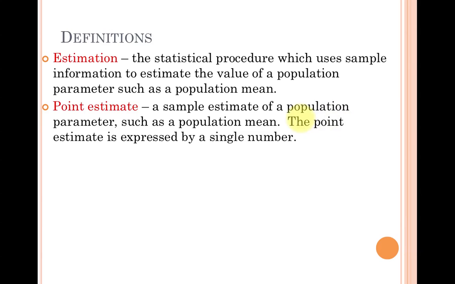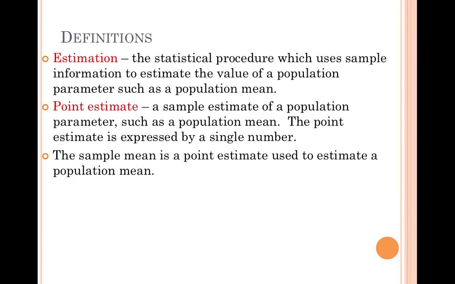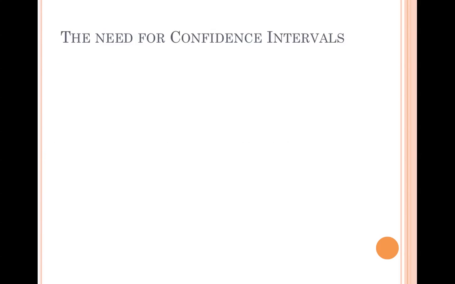So if we are estimating the population mean with a number, the point estimate would be the sample mean. Okay, it's a single number that's used to estimate a population parameter. So for example, if we're estimating the population mean, the single number that we're using for that estimate would be a sample mean. So the sample mean is a point estimate used to estimate a population mean.